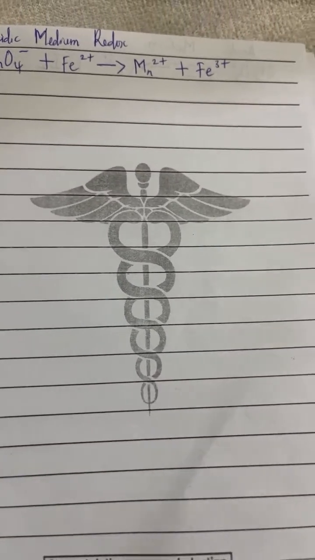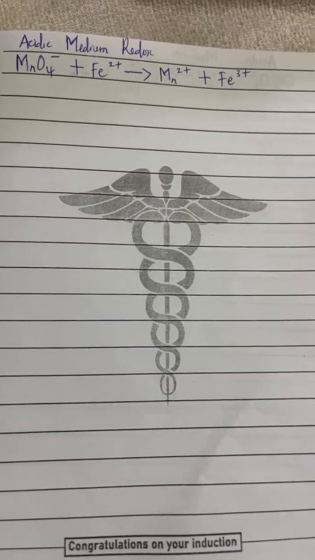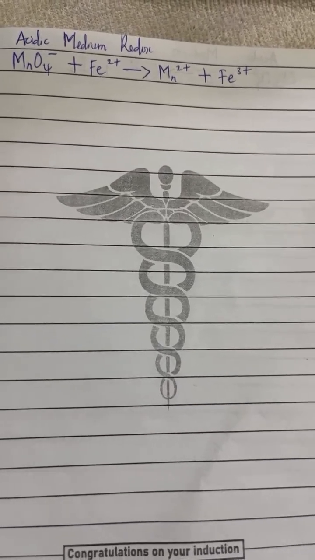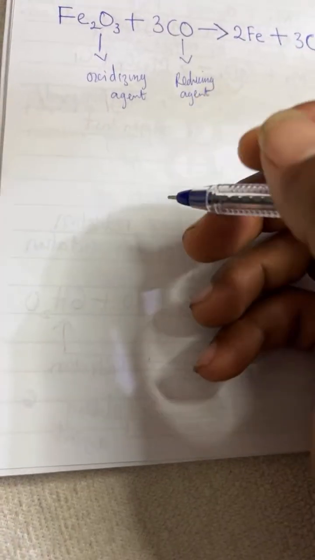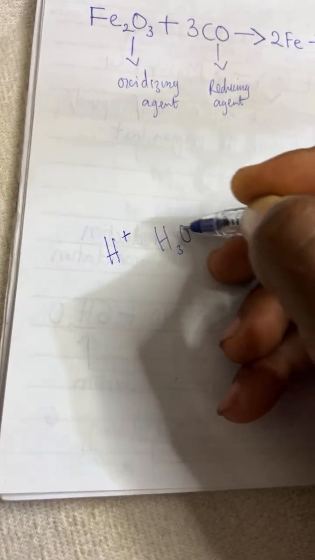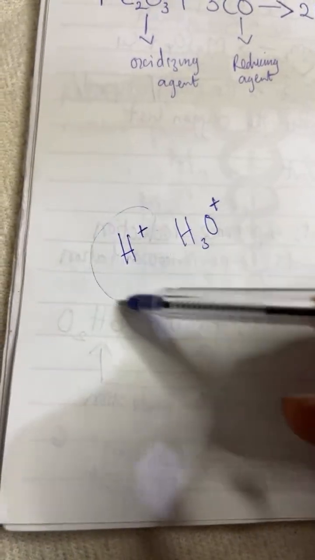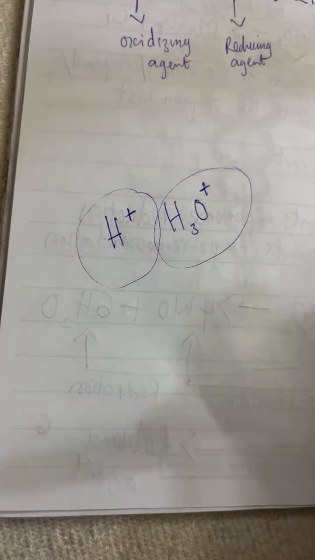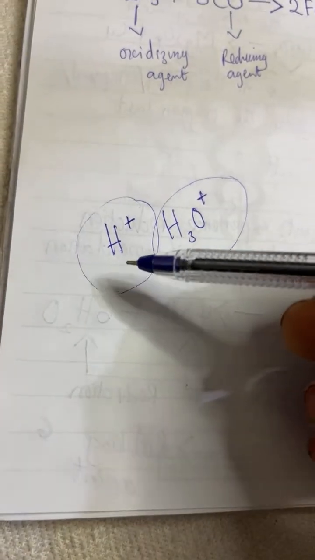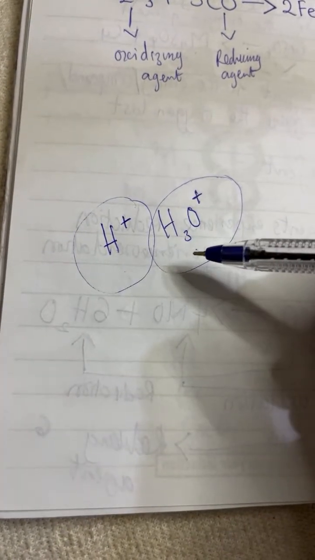Acids are substances which produce hydrogen ion as the only positive ion. An acid is a substance that produces hydrogen ions in water. Let me give you what an acid is. Acids are substances that produce hydrogen ion or hydronium ion, H3O+, when dissolved in water. This is hydronium ion. So acids either produce hydrogen ion or hydronium ion when dissolved in water.